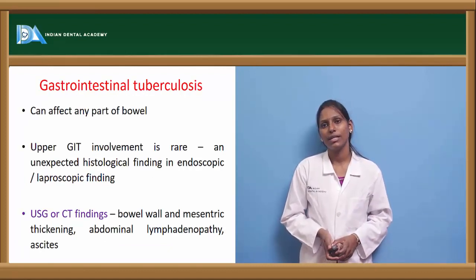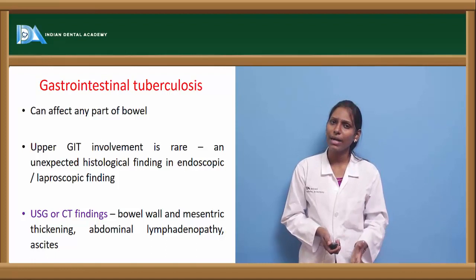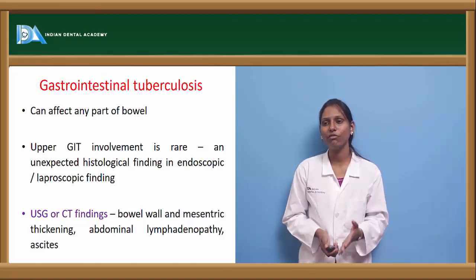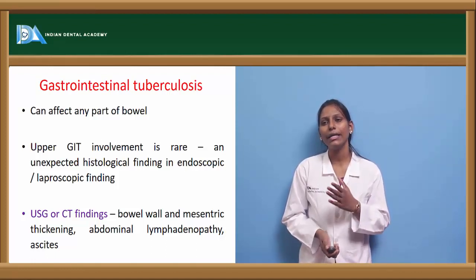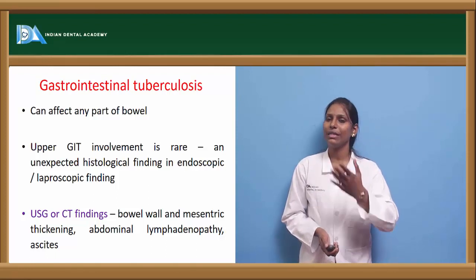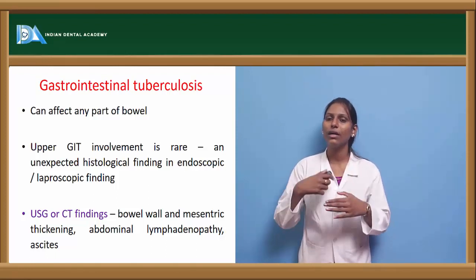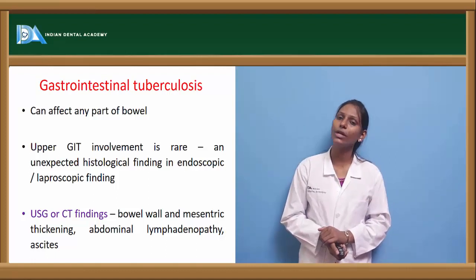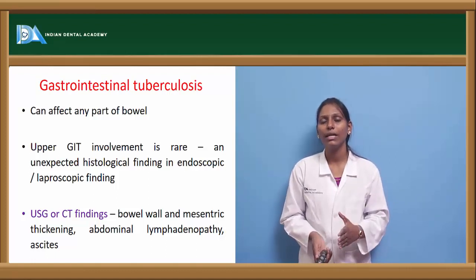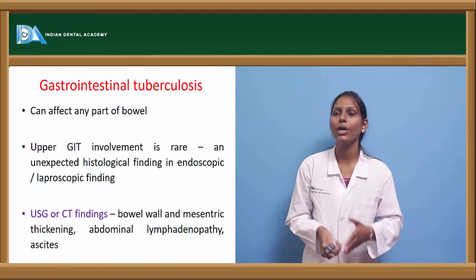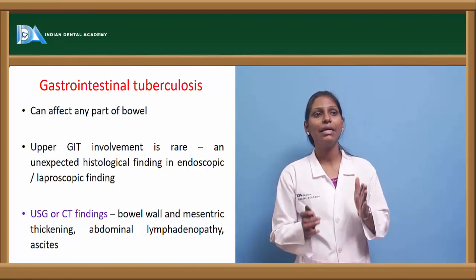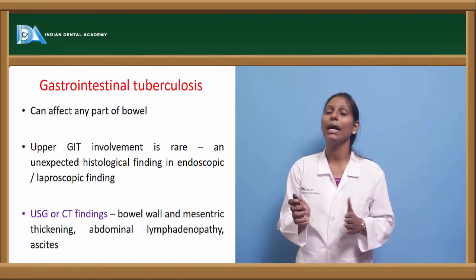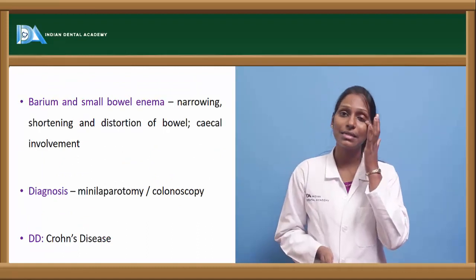Coming to gastrointestinal tuberculosis, it can affect any part of the bowel. Upper GIT involvement is usually rare, and it is usually encountered as an unexpected histological finding in case of an endoscopic or laparoscopic procedure. Normally, the ultrasonographic and CT findings will show bowel wall and mesenteric thickening. There will be abnormal lymphadenopathy, and ascites can also be seen in these cases.